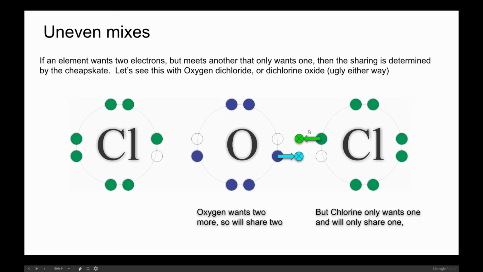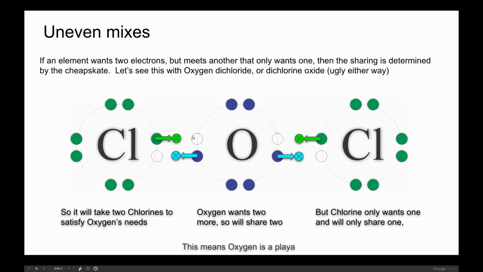Chlorine goes, I'll share 1 with you, and oxygen's fine. I'll share 1 back. Now this chlorine's content, going, I've got my 8 electrons. But the oxygen is like, this kind of sucks. So it's going to need a second chlorine to come in, and the second chlorine goes, well, I will share 1. And between them, oxygen has now managed to gain 2 electrons by pretense, by this shared pool. See? 2 electrons are coming in. This means oxygen's a playa. He's got 2 girls, or it's a girl with 2 guys.